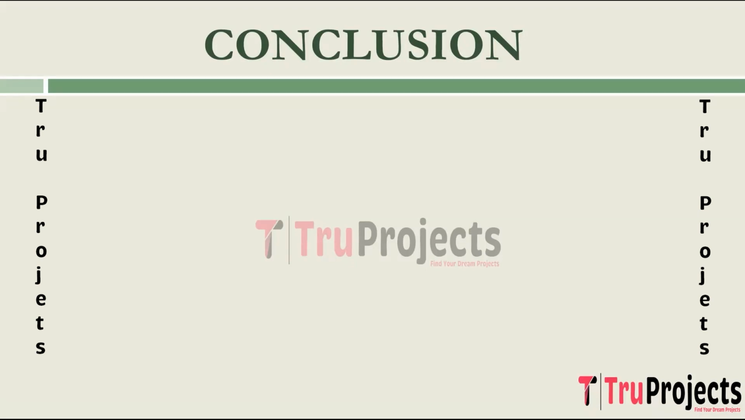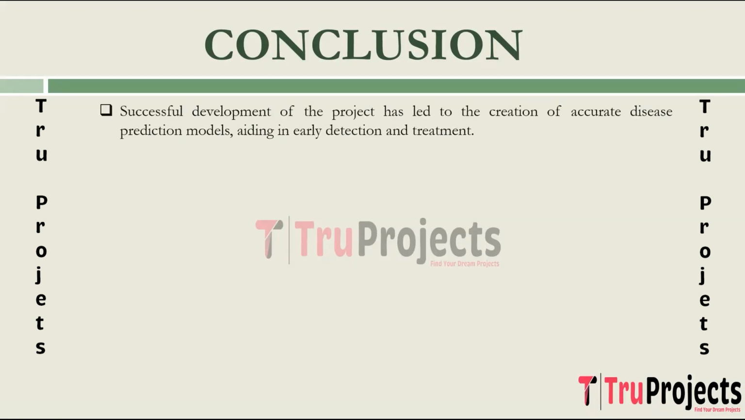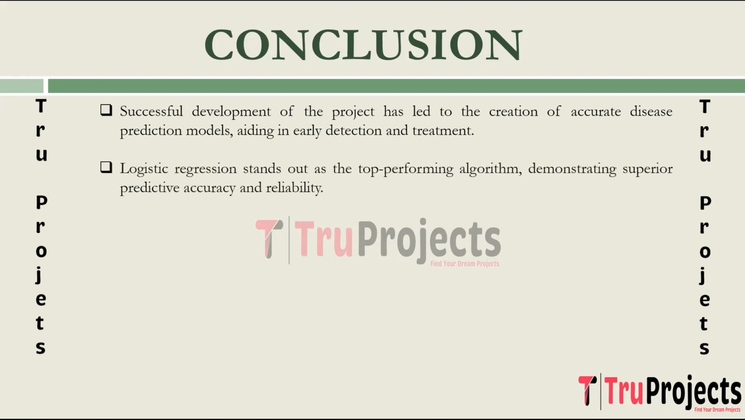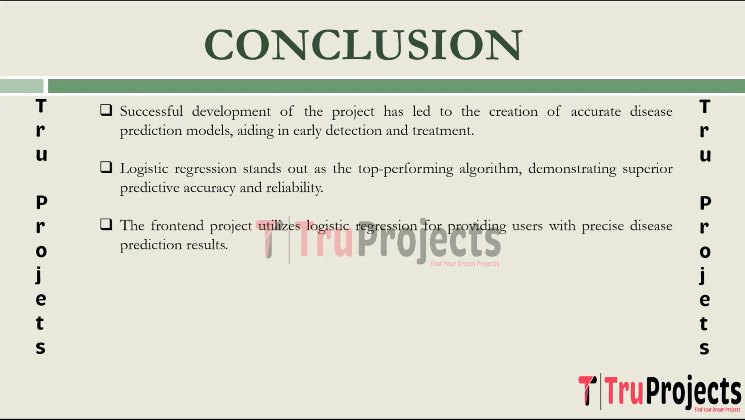Conclusion of the project. The project has successfully developed, achieving its objective of creating machine learning models for accurately predicting various diseases, including breast cancer, heart disease, diabetes, and iris classification. These models facilitate early detection and timely treatment, contributing to improved healthcare outcomes. Among the algorithms evaluated in the project, logistic regression emerged as a top performer in terms of predictive accuracy and reliability. Its ability to model the probability of binary outcomes makes it well suited for disease prediction tasks, demonstrating its effectiveness in handling diverse datasets and uncovering complex patterns.